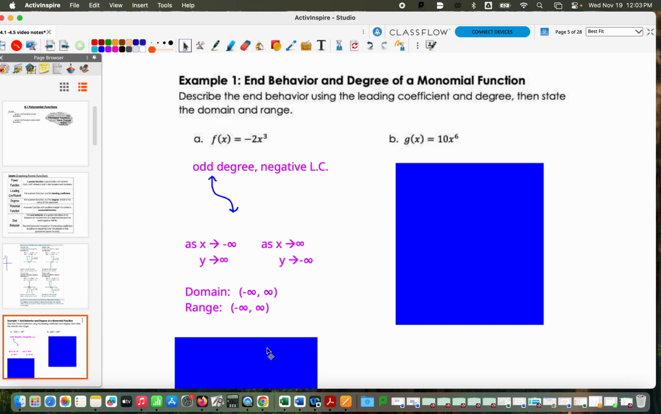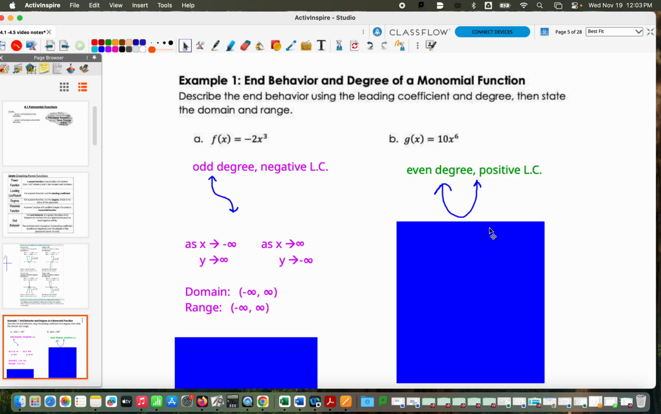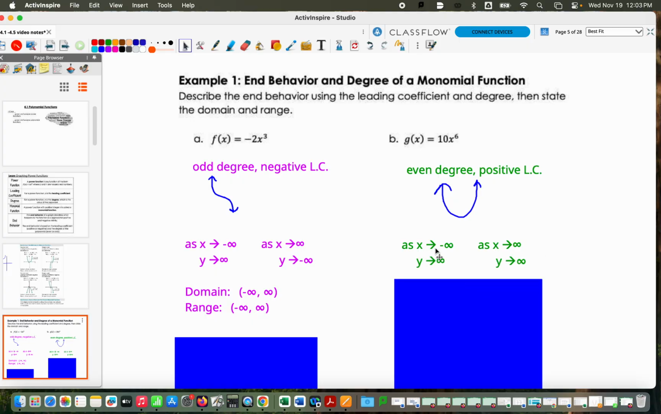As far as domain and range, they'd be the same, negative infinity to infinity, because it keeps going up and it keeps going down. See, we can tell a lot just by looking at the power without even having to go to the graph. Here now we have an even degree and a positive leading coefficient. So even and positive would be both ends going up, kind of like your typical parabola. In this case, our end behavior is both ends go up.